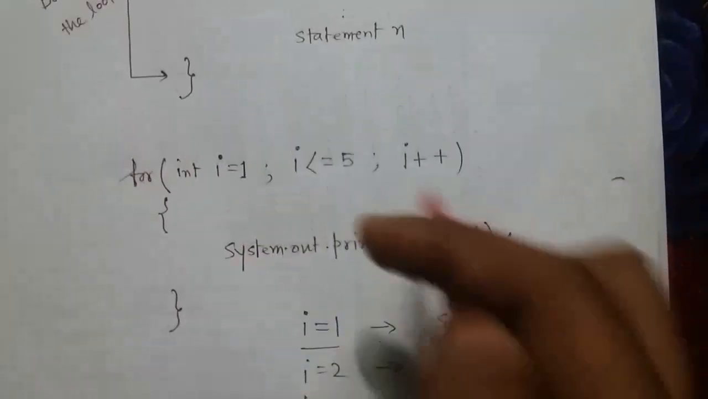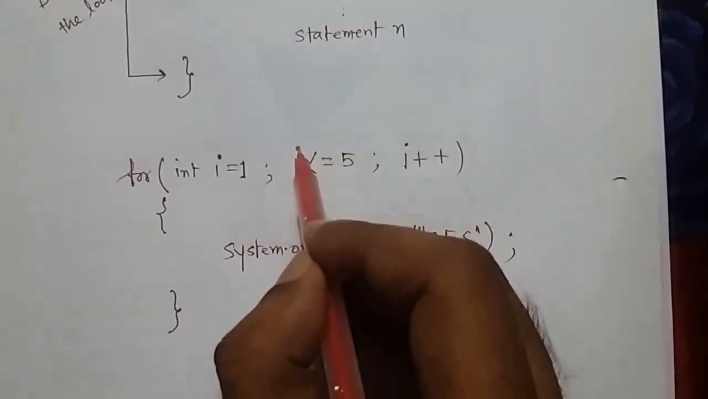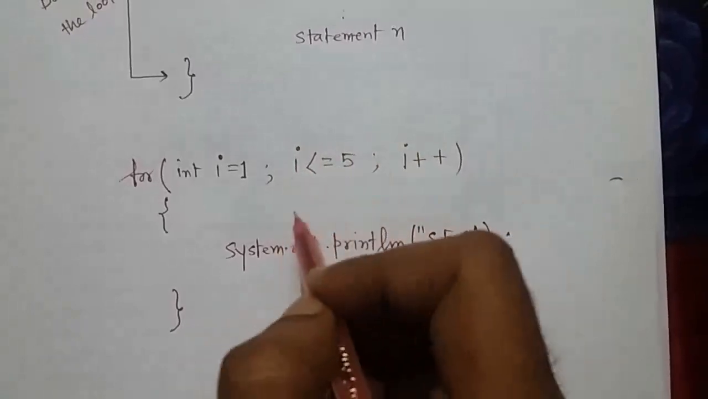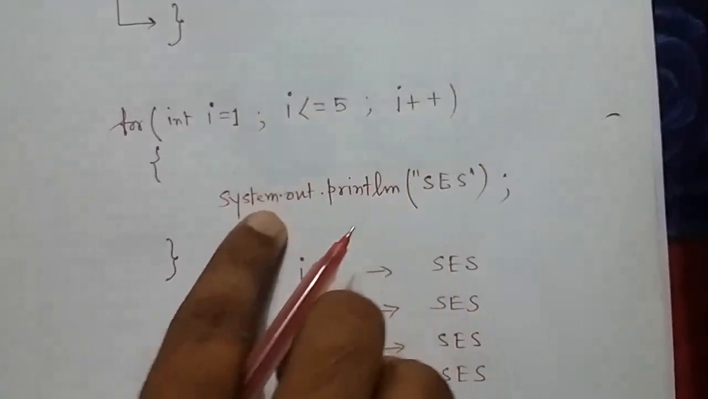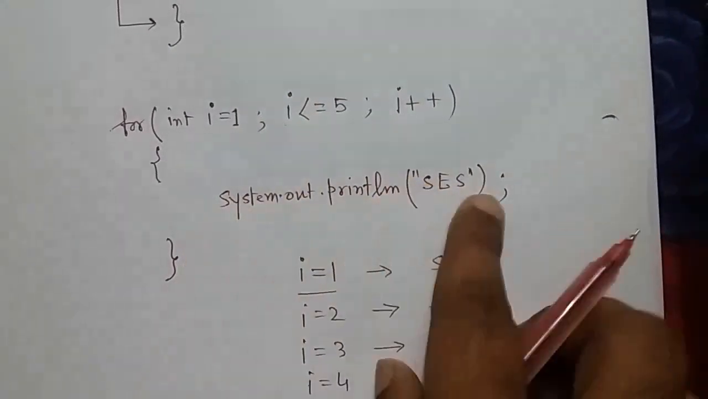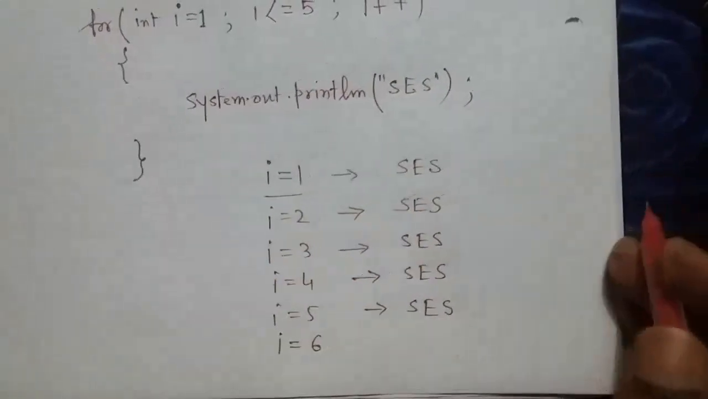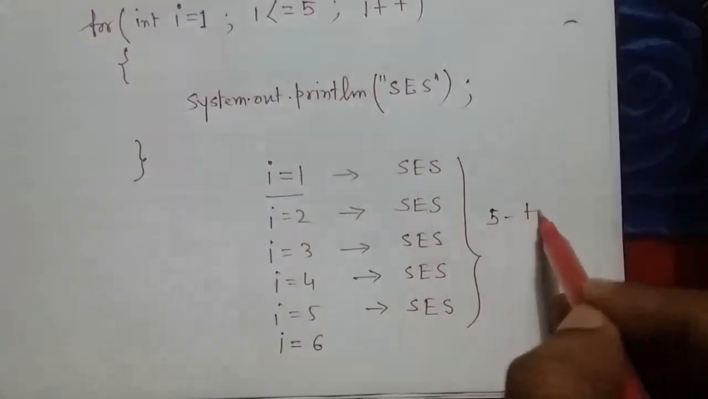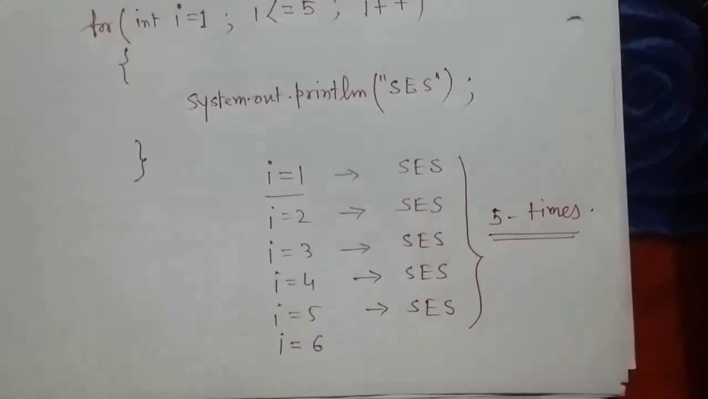And as the test condition is I less than equals to 5, that means you just put here the last value of I, which is 6. So 6 less than or equal to 5, the condition is not satisfied. So that's why the control of the program will not enter into the body of the loop. So this statement System.out.println ACS will not be executed. So the loop will be terminated and ACS will be printed 5 times. So the number of iterations is 5.